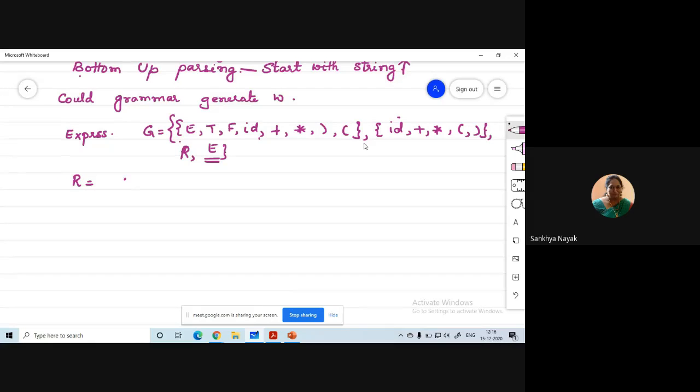So how did the rules look? This is the grammar which we wrote after removing the recursion. E derives E plus T first, then E derives T, T derives T star F. I am writing it in a single line.